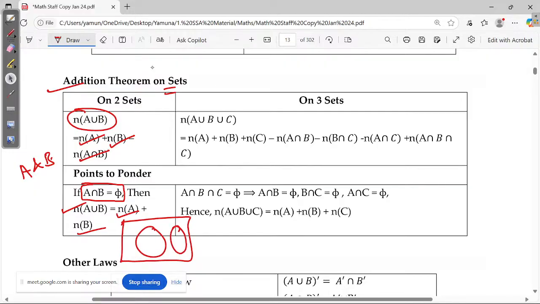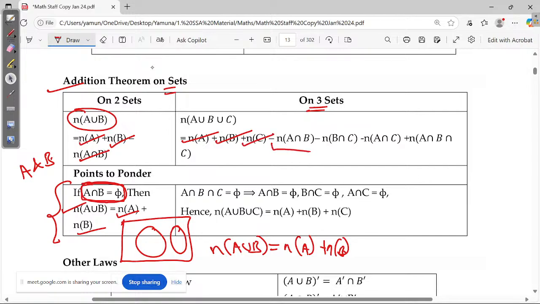So whenever you find this type of content where A intersection B is equal to a null set, automatically your mind has to say that N of A union B is equal to the whole of A and the whole of B. Is it okay? On three sets, you take the whole of A, the whole of B, the whole of C, minus A intersection B, minus B intersection C, minus A intersection C, plus A intersection B intersection C.